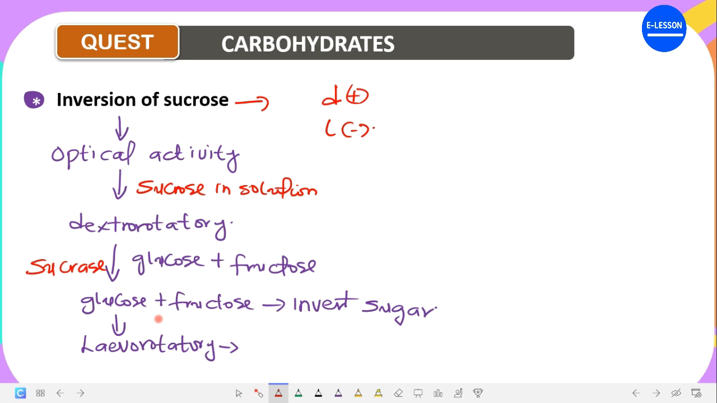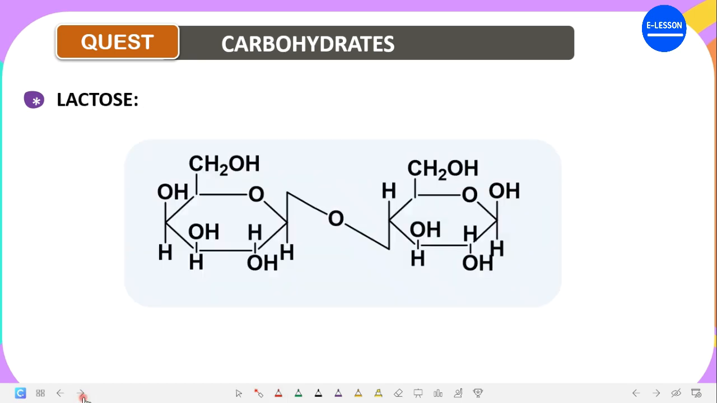So at the end of the day, glucose is no longer dextrorotatory, but it will now be what? Levorotatory. I believe it all makes sense now, right? So that is for inversion of sugar.